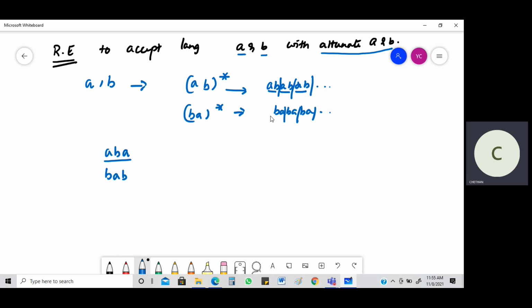See, alternate a and b means there is one way of doing this. The other way is doing this. The other way is to make sure that you are writing this also, right? So what is a way we can figure out for this? It's very simple. If I just write an a and then write (ba) star, what is the meaning of this? The meaning is very simple. It says a, then any length of ba.